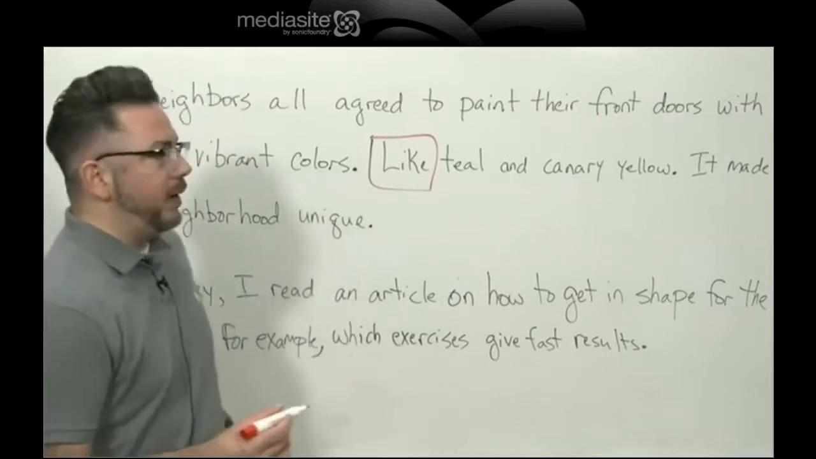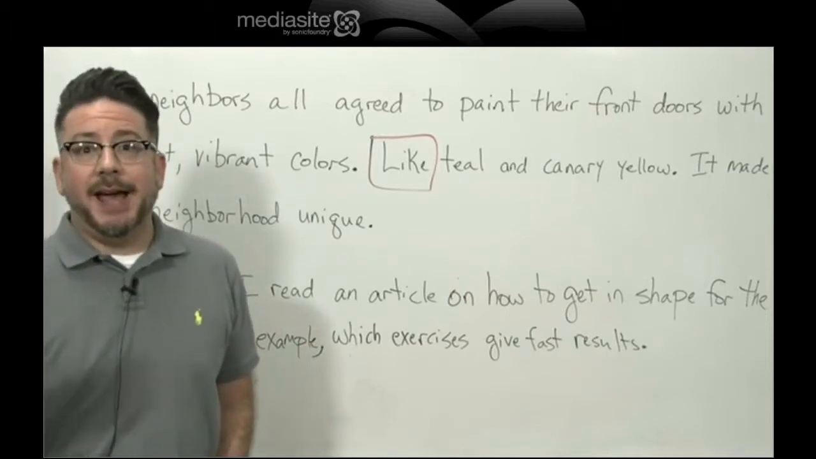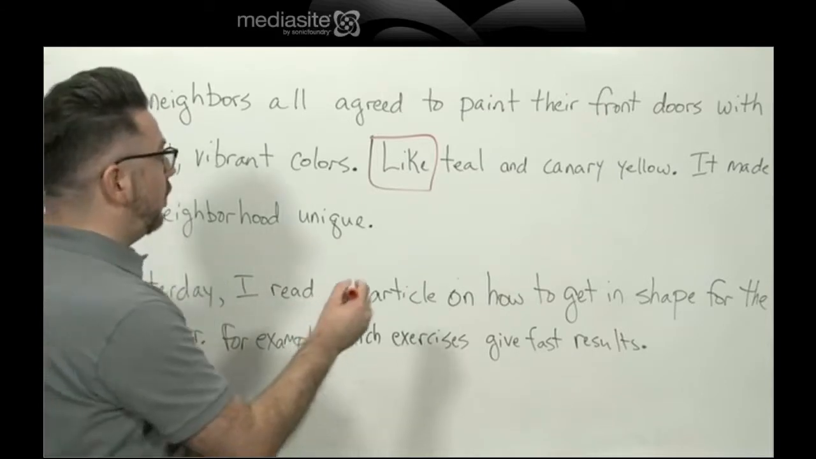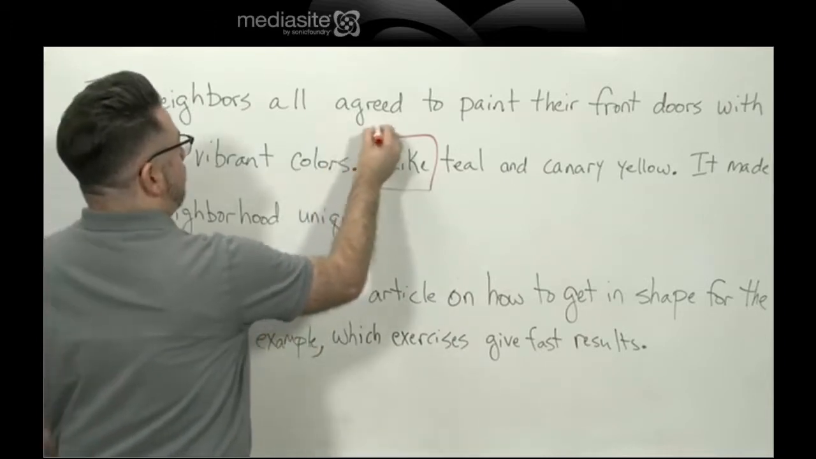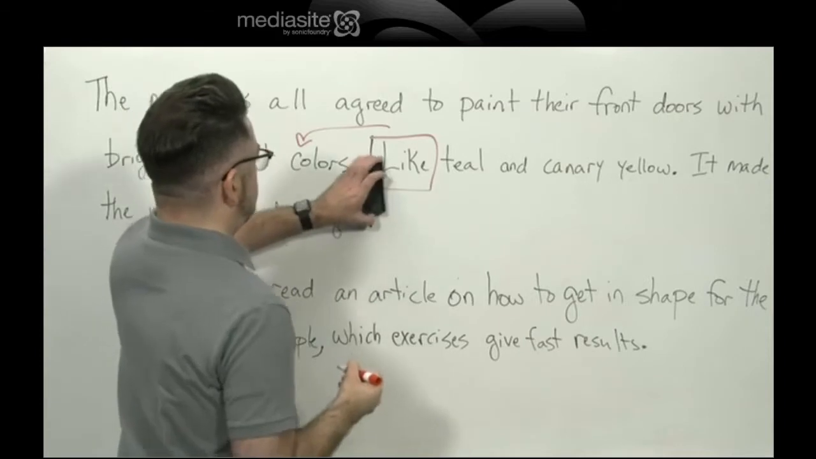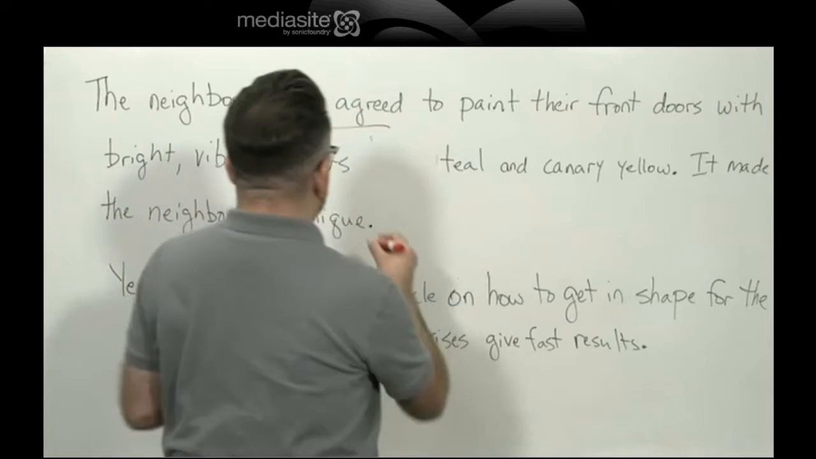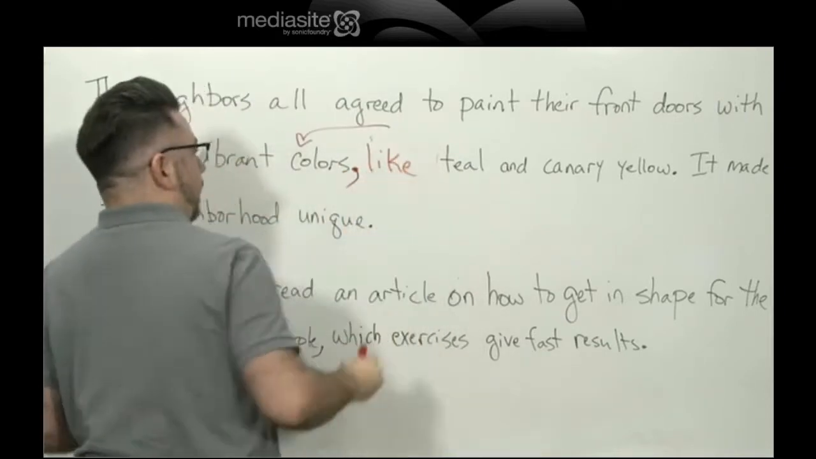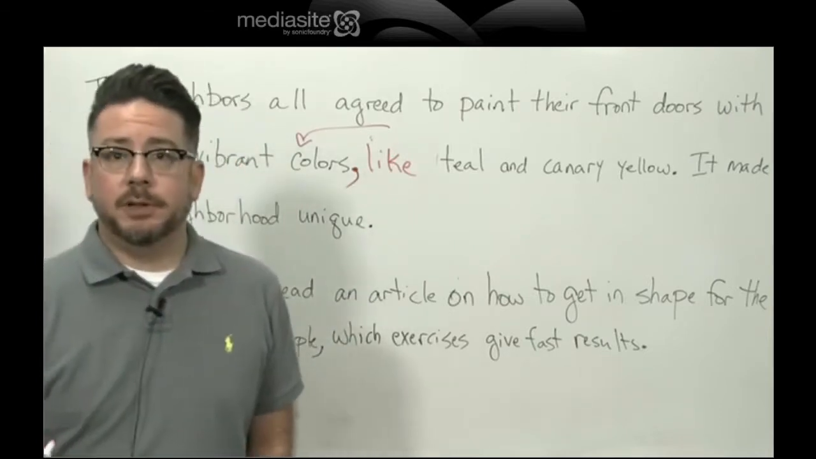So the easiest way to correct this fragment is to add it to the sentence that it's adding detail to. And which sentence is that? Well, the teal and canary yellow are examples of bright, vibrant colors. So let's combine these two. I'm going to take out that period. I'm going to replace that with a comma. And now I have turned this into one complete thought, and I have gotten rid of the fragment.